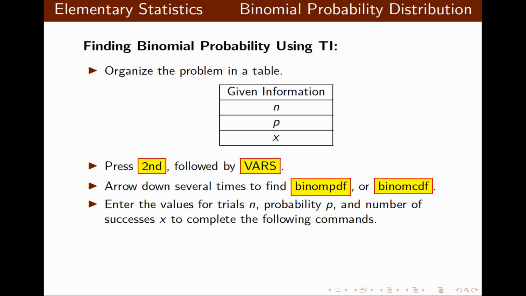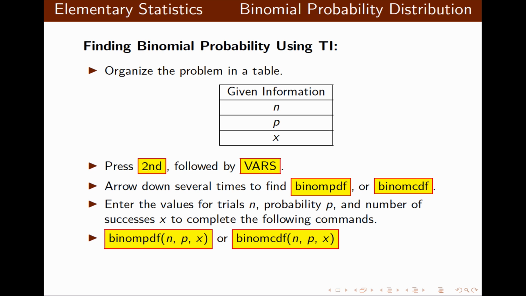We enter the values for n, probability p, and the number of successes x to complete the following commands: binomial PDF(n, p, x). Those numbers are separated by commas. Again, I will show you how to do that on a TI calculator. Or similarly for binomial CDF. And then we press enter.